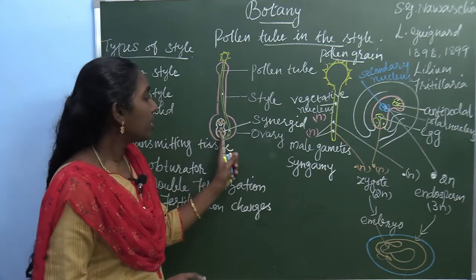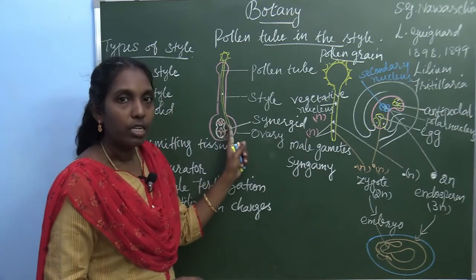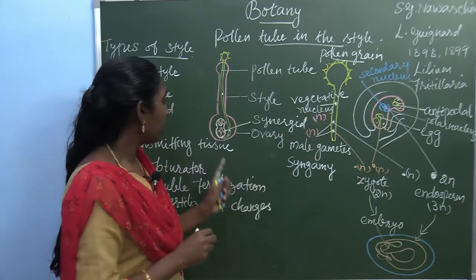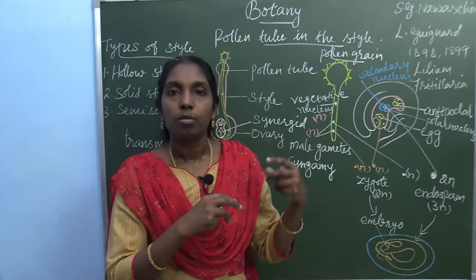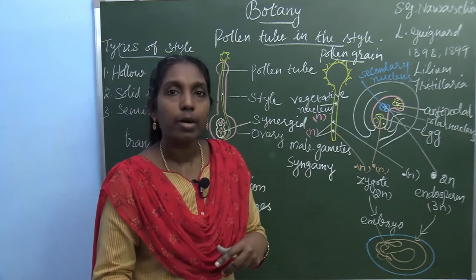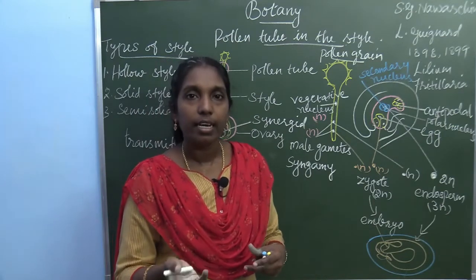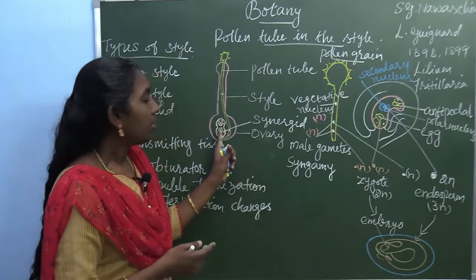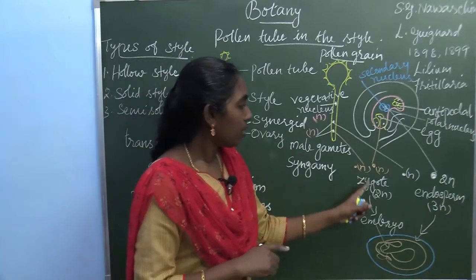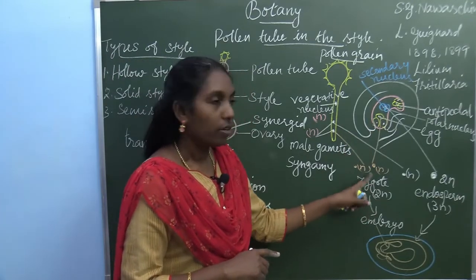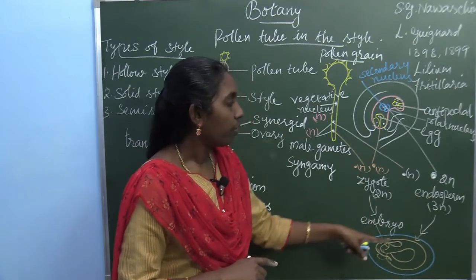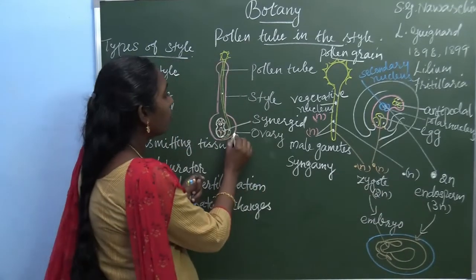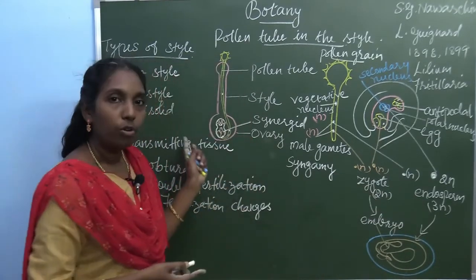And the synergids and antipodals also disintegrate. The micropylar region, the micropyle of the ovule, becomes the micropyle of the seed to facilitate oxygen and water uptake. The egg changes into the zygote, and the zygote develops into the embryo, and the secondary nucleus forms the endosperm. And the ovary becomes the fruit, and the ovule becomes the seed.